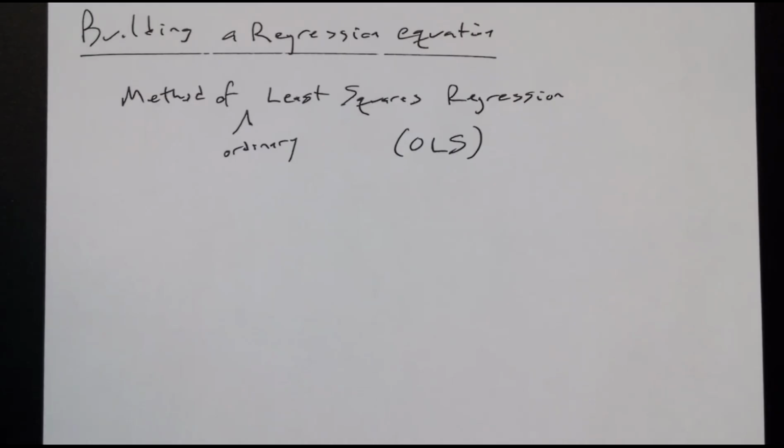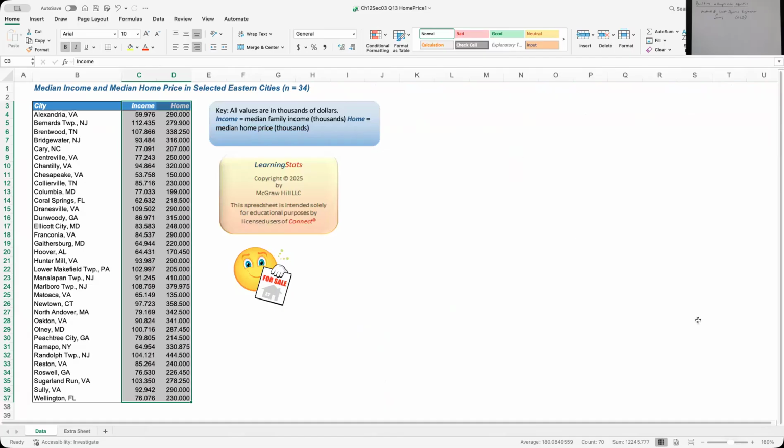But if I don't want to do this by hand, how am I going to come up with this? I need a sample scatter plot. Here, problem 13 from our text compares home prices with median income in that area. Everything in here is in thousands of dollars. So let's make a scatter plot of this.